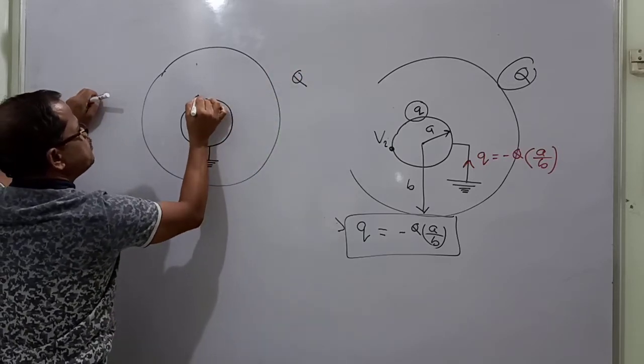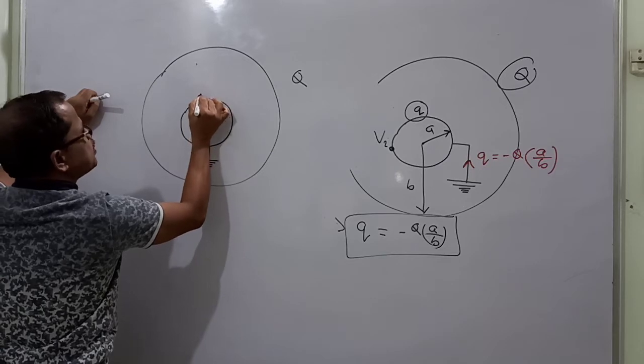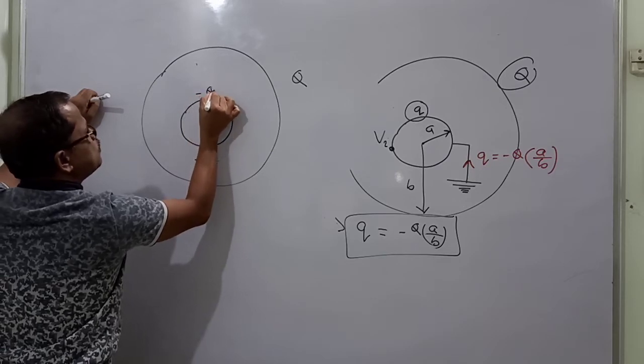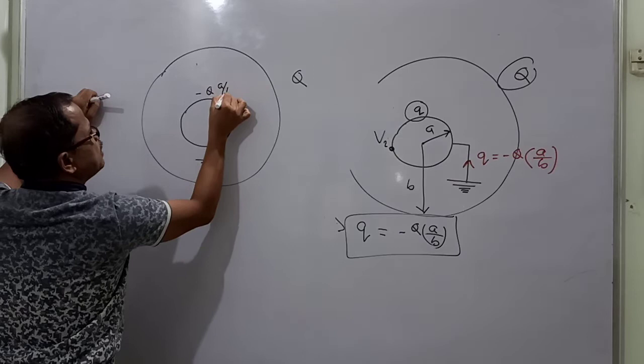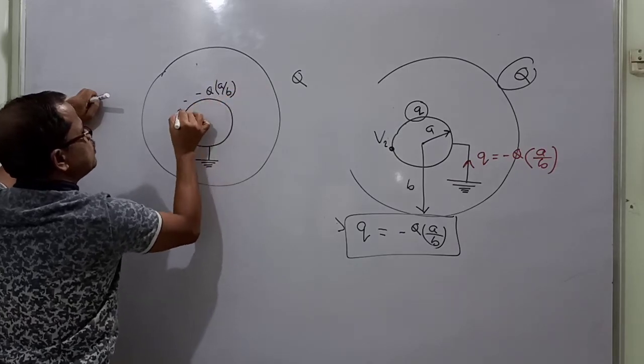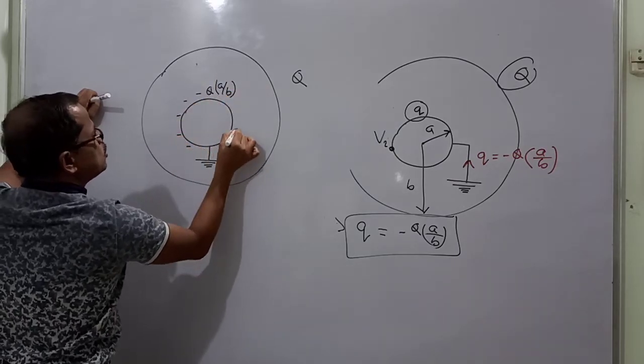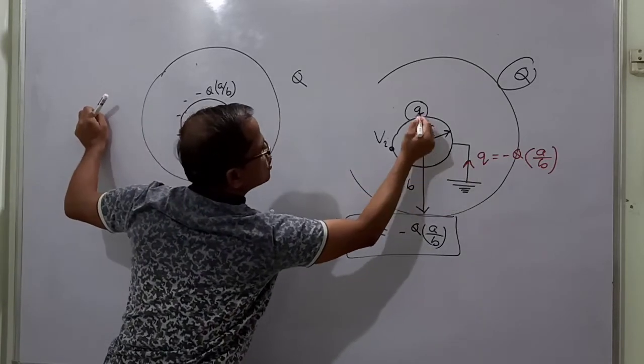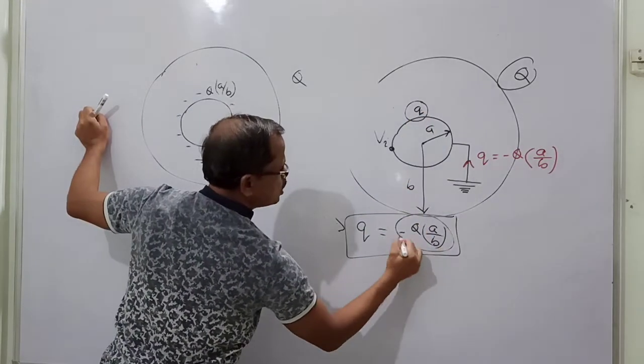So how much charge is present here? The amount of charge present on the inner sphere is minus Q into A by B. This is what we have calculated. How much charge is Q? Q is minus Q A by B.